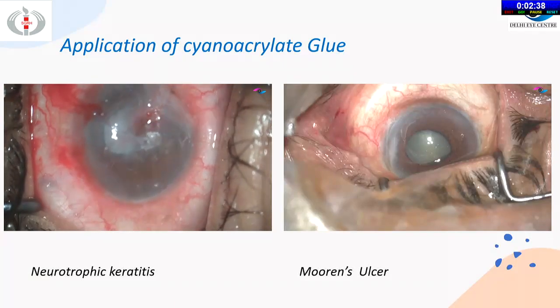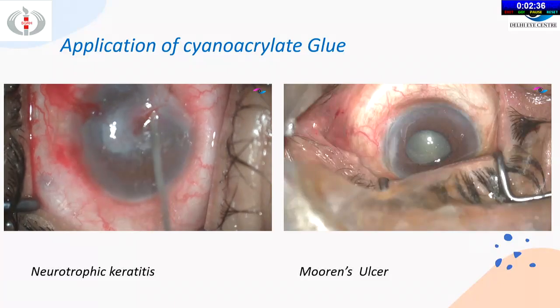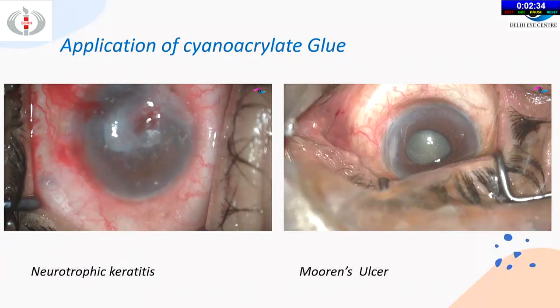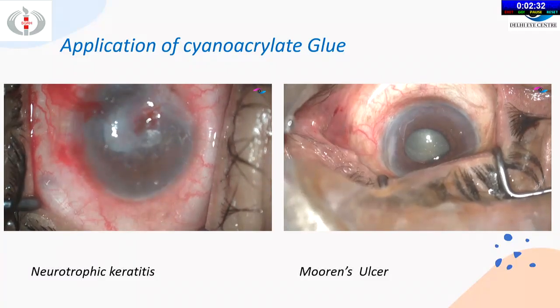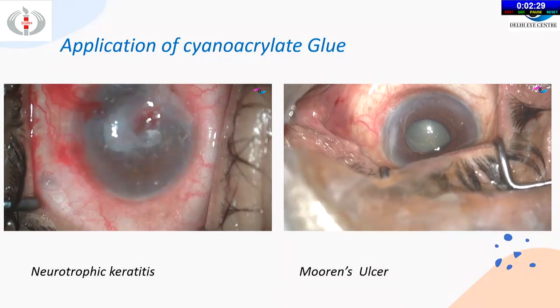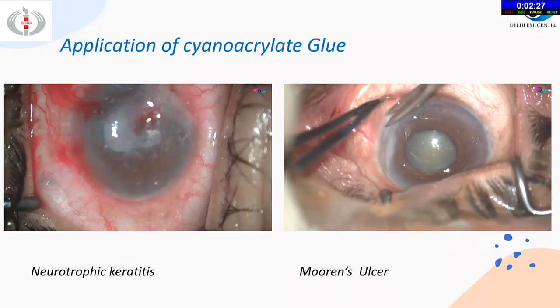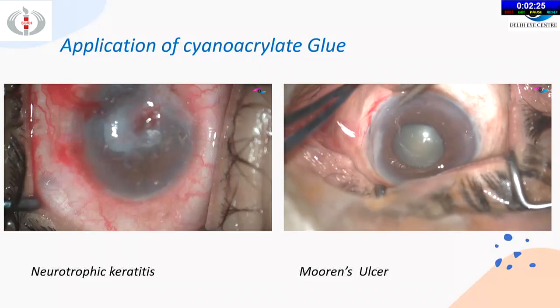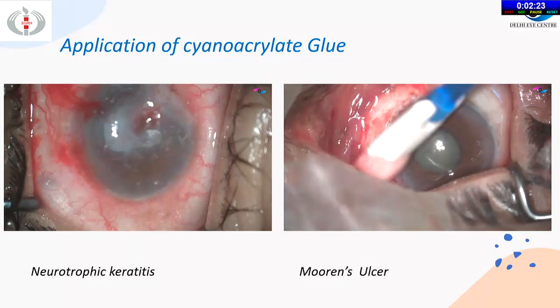So again, in the second case of Mooren's ulcer, when we were using the Merocel sponge, we were getting a little more glue than we would need. So using a 26 gauge needle, just dipping it in the glue and applying it on the surface works really well in patients like this.